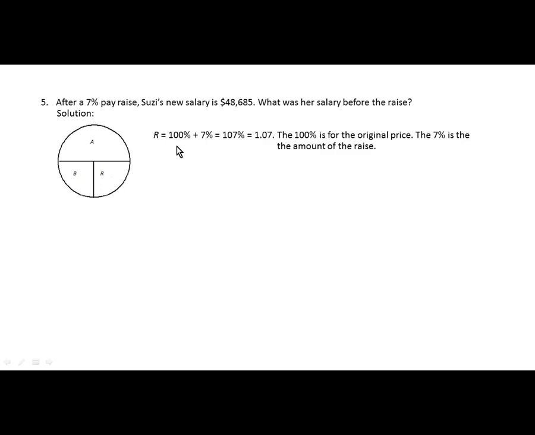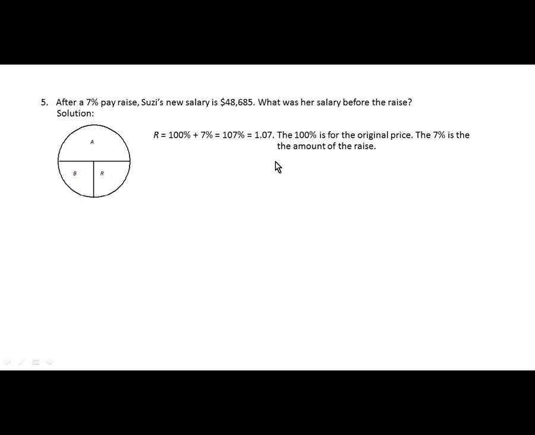Number 5. After a 7% pay raise, Susie's new salary is $48,685. What was her salary before the raise? So notice the salary before the raise, that's the B. Okay, that's the B. So our A, B, R. Now, first of all, the R, it's 100% for the salary before plus the raise. So 107%, so 1.07. Again, the 100% is for the original salary. Okay, the 7% is the amount. Because notice it says her new salary, so that's after she got her raise.